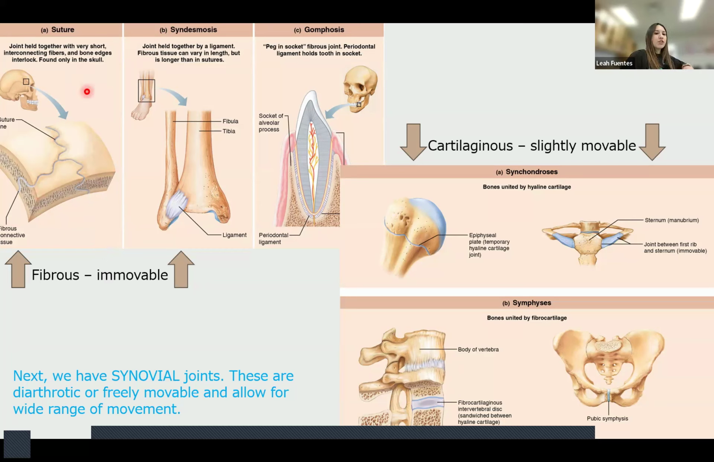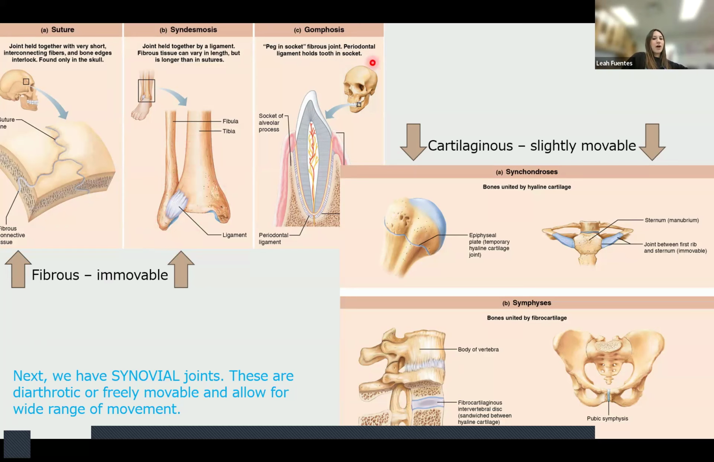So again, we have sutures, joints held together with very short interconnecting fibers. Once these are sutured up, they should not be unsutured. They should not come apart. We have syndesmosis. These are joints held together by a ligament. So we have that right here. We have the fibula and tibia right here. And here's that ligament holding that together.